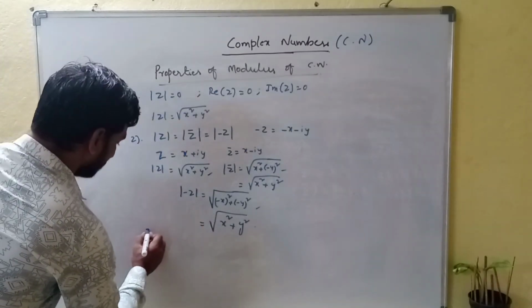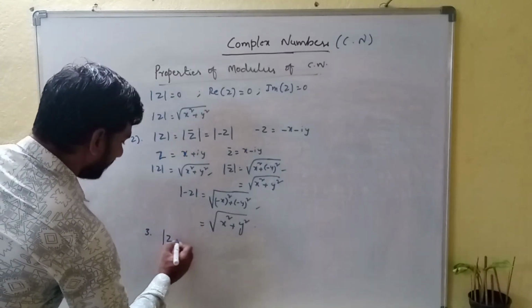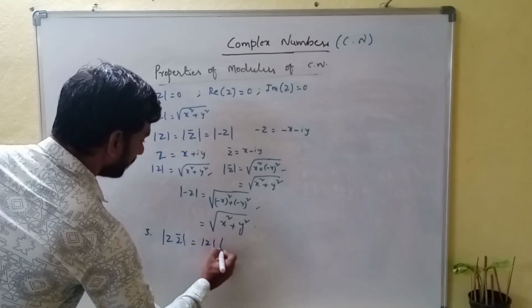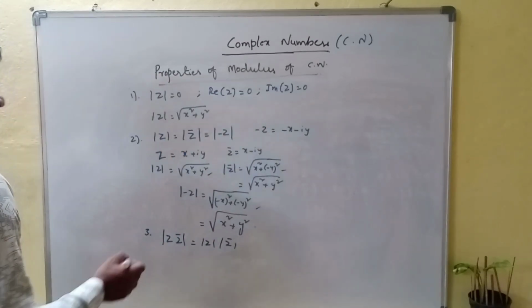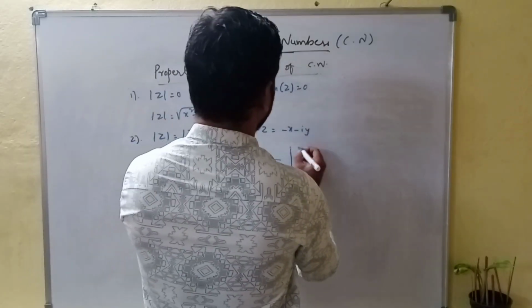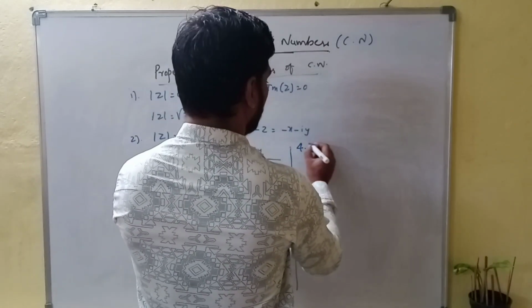Third property is mod of z1 into z2 is equal to mod z1 into mod z2. So this is one more property. Let's go to the fourth property.